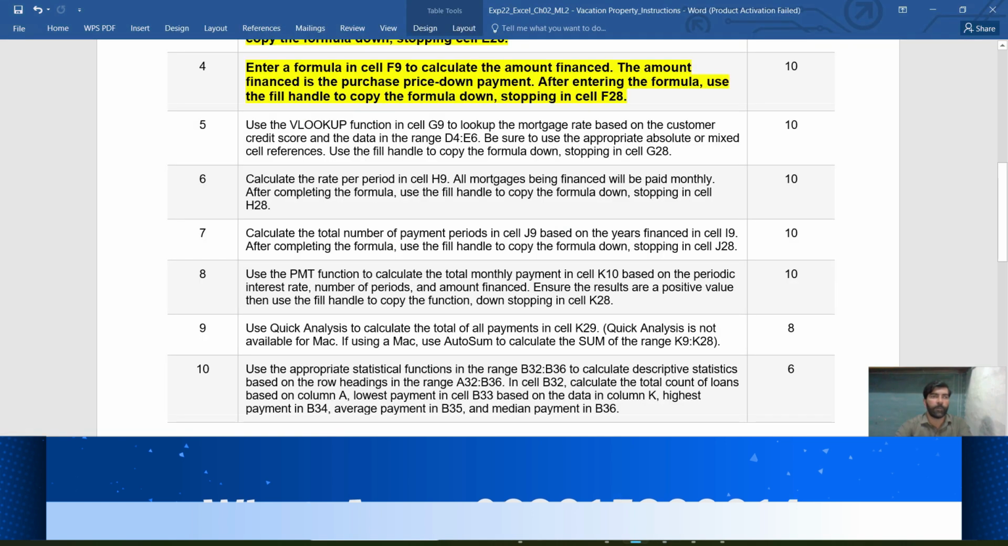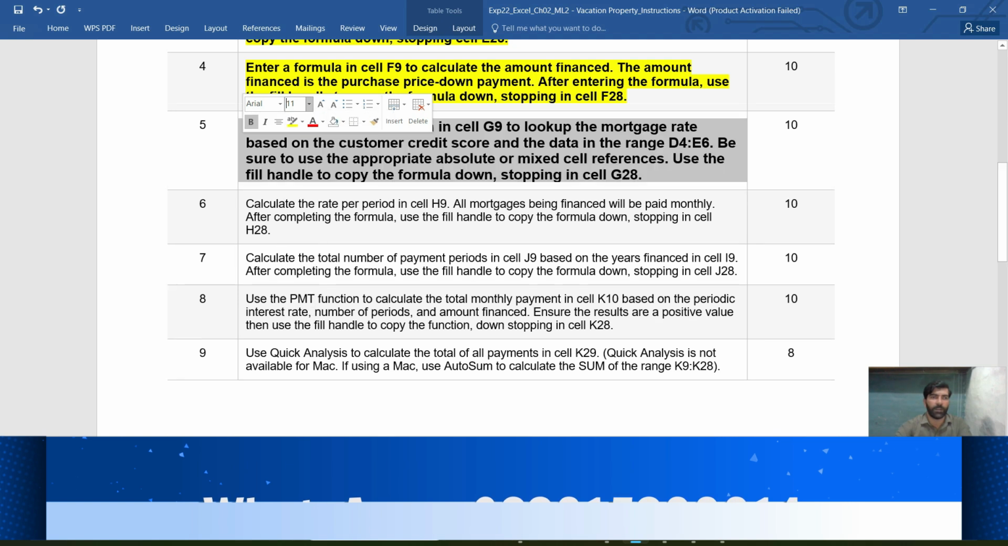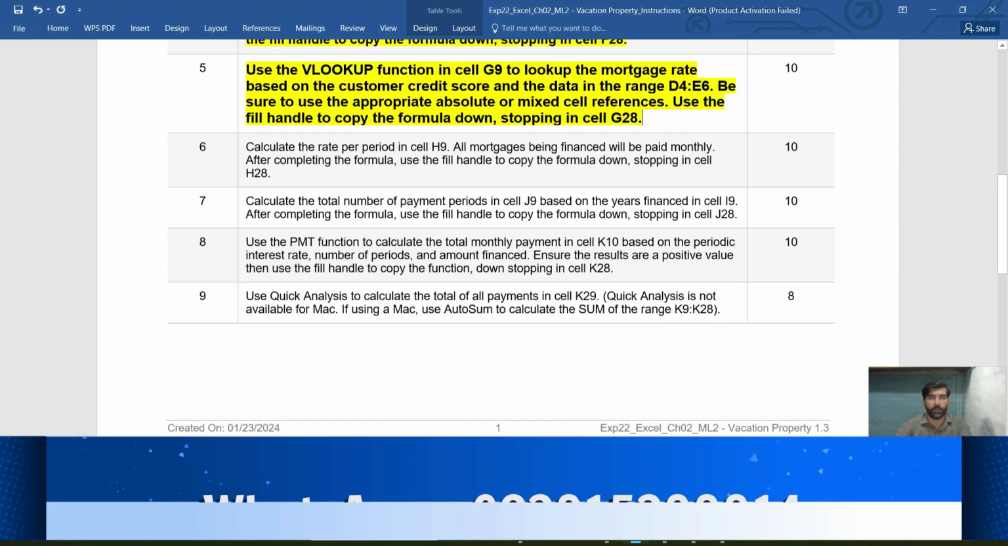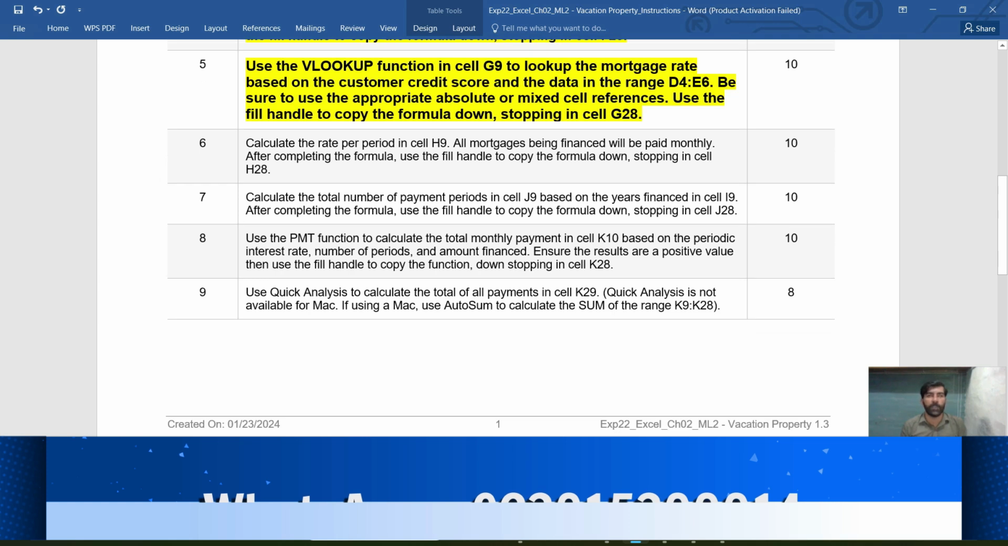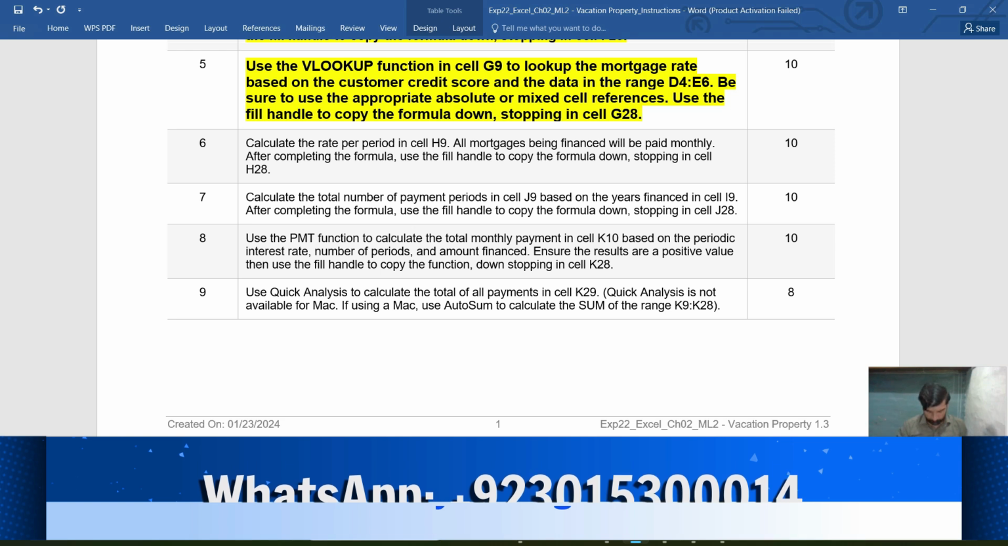Now I move toward step number 5. Bold it, increase the size to 10 or 11, and mark it highlighted in yellow color. Use the VLOOKUP function in cell G9 to look up the mortgage rate based on the customer credit score. This is based on the credit score and data in the range D4 to E6. Be sure to use appropriate absolute or mixed cell references. Use the fill handle to copy the formula, stopping in cell G28.